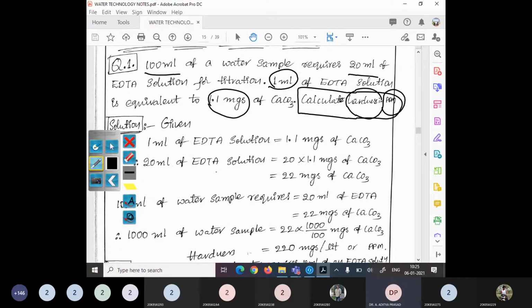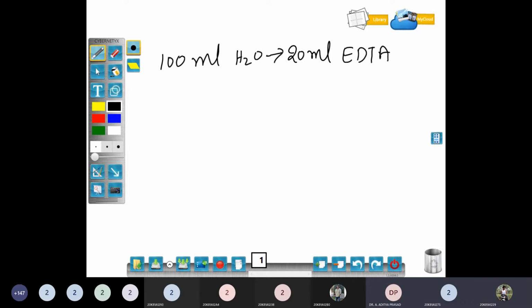Okay, so how can we solve this problem? You just write whatever data has been given in the problem. 100 ml of water sample requires 20 ml of EDTA solution.